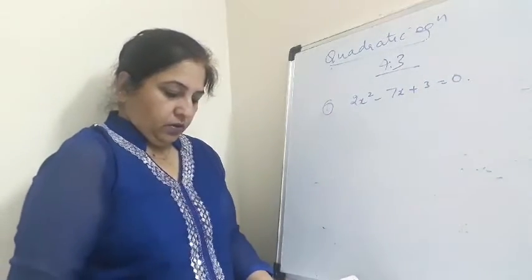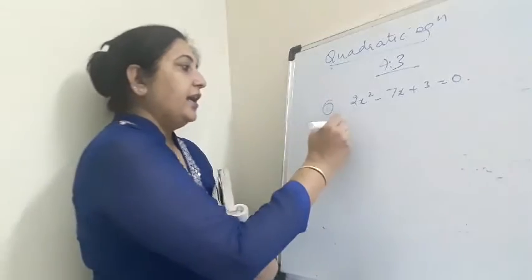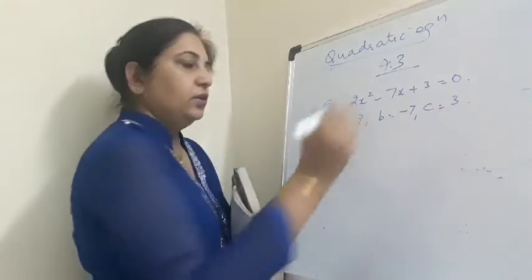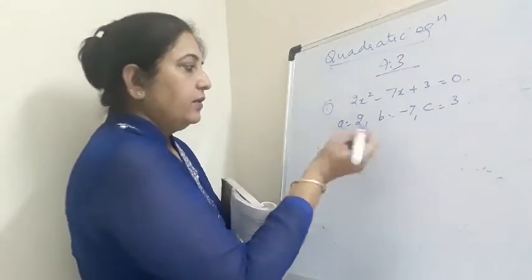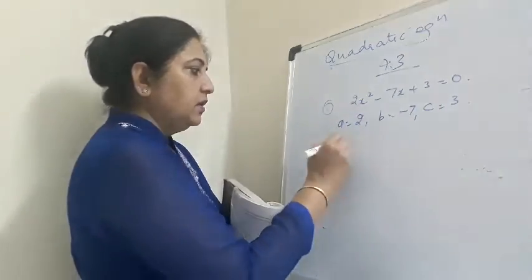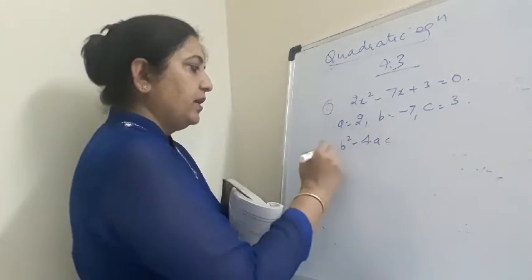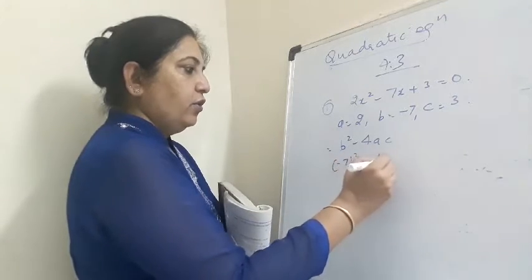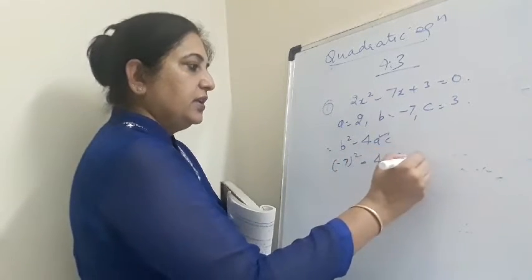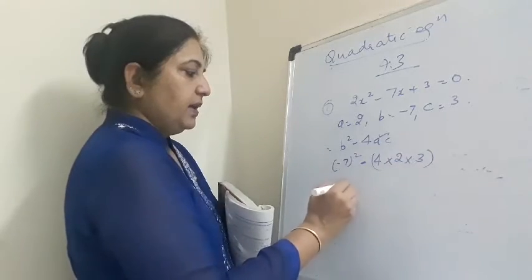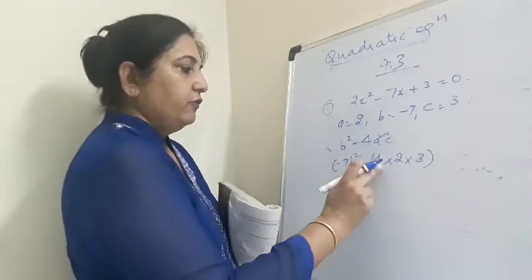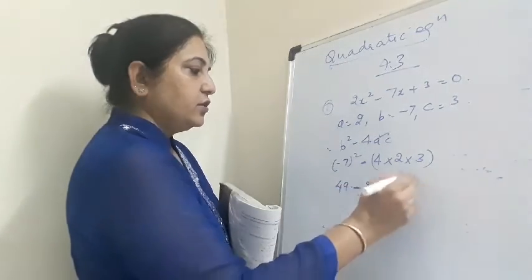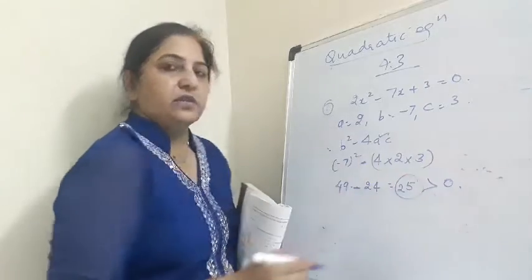Now we will check out what is a. a is 2, b is minus 7, c is equal to 3. Now what we'll do, we'll first write the discriminant, b square minus 4ac. What is b square? Minus 7 square, minus 4 into, what is a? 2, c is 3. Minus 7 into minus 7 is 49. 4 2s are 8, 8 3s are 24. So here you get 25. Obviously 25 is greater than 0.